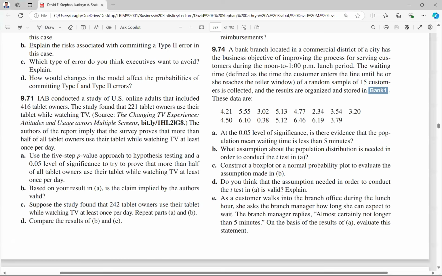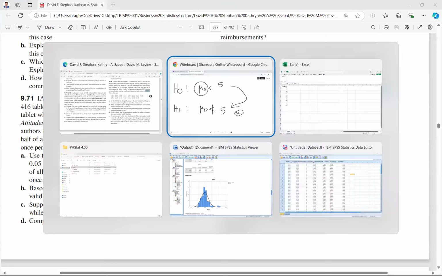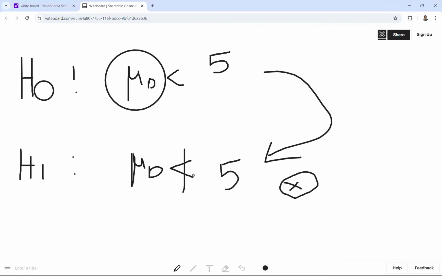So first, the question is saying less than 5 minutes. So, hypothesis formation, any doubt, anyone? First of all, how we wrote it, why I wrote mu, why I wrote less than 5, why I wrote not less than 5 for the alternate hypothesis. This is clear, no? You have to write this for the question. After that, let us fill in the values here.